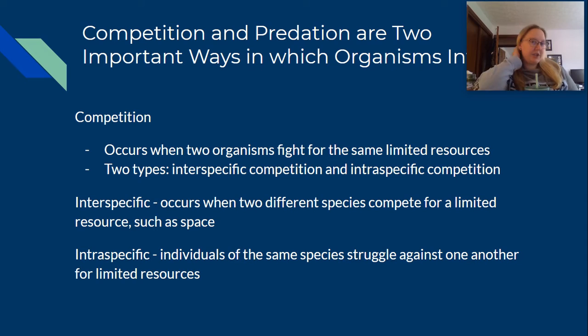So competition and predation are two ways in which organisms are interacting with one another. Competition occurs when two organisms fight for the same limiting resource, those limiting resources being food, shelter, or water. There are two different types of competition. First is interspecific, and the other is intraspecific competition. Interspecific occurs when two different species compete for the same limiting resource, such as shelter or space. And intraspecific is when organisms of the same species struggle against one another for the limiting resources of food or water.